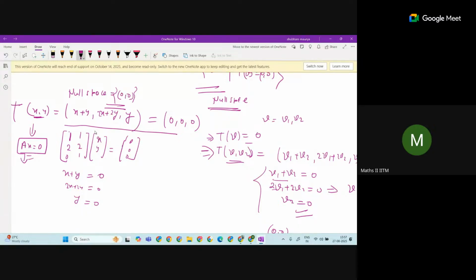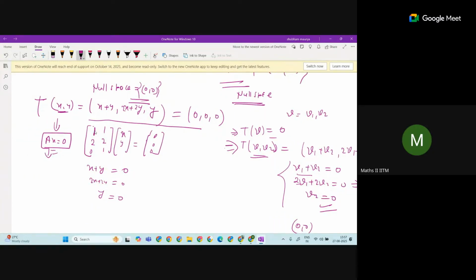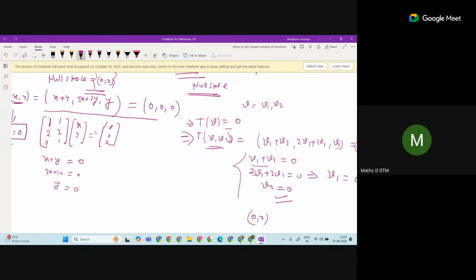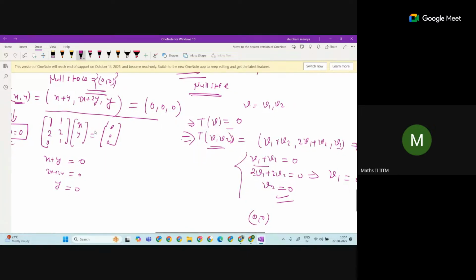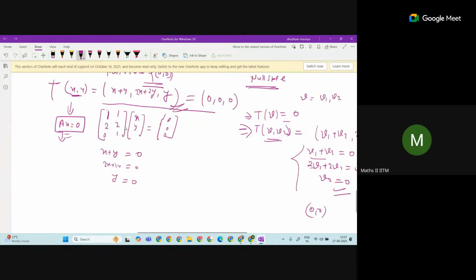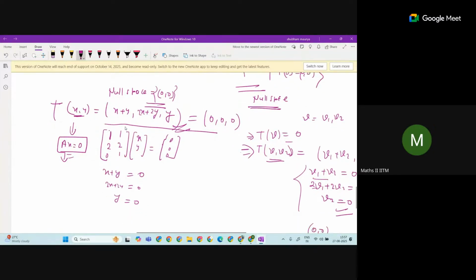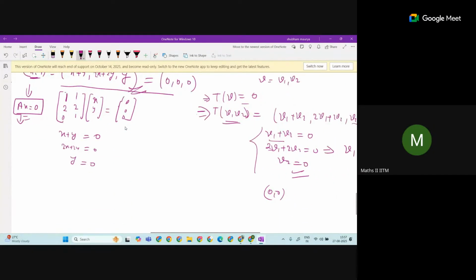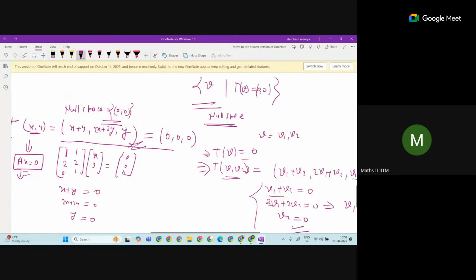So simple. Either you can go with the matrix case or you can go with it directly, which actually skips some steps. So this is a null space. Sometimes you get a non-zero null space, meaning you will get other elements also in the null space. In that case, generally we need to find the basis of it.